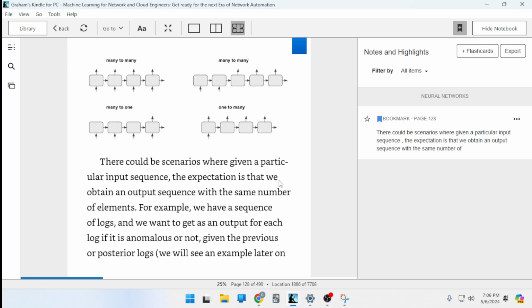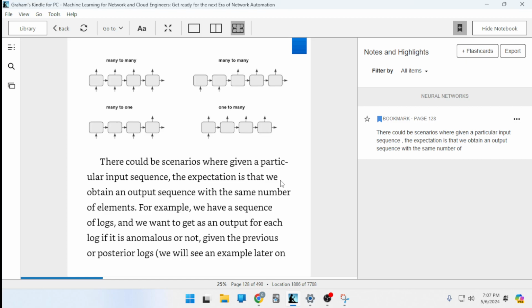1. Many-to-many, first diagram, use case. This model is typically used in tasks where both input and output sequences are of the same length. A common example is part-of-speech tagging, where each input word in a sentence is tagged with a corresponding part of speech. Operation. For each time step, there is both an input and an output, making this suitable for tasks requiring synchronous input-output mappings.